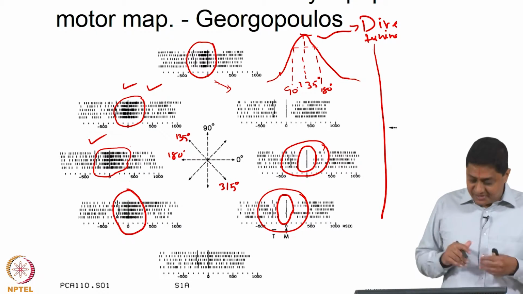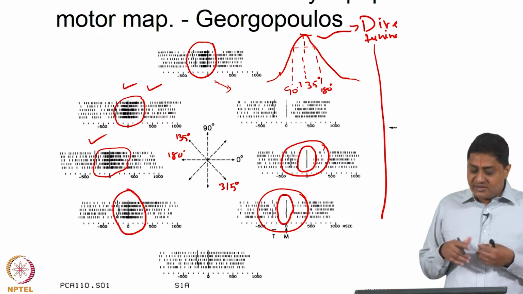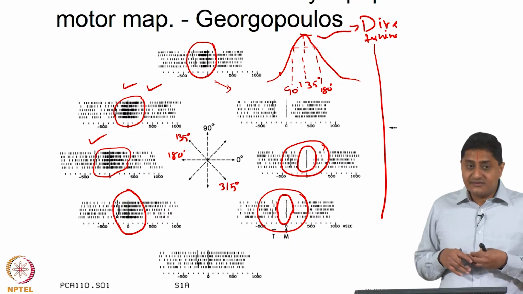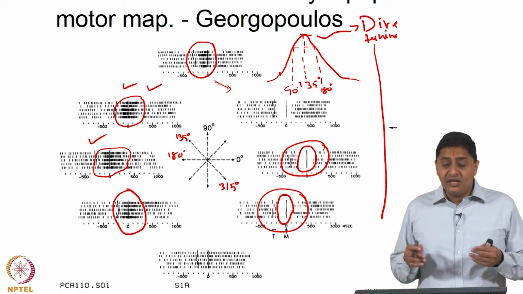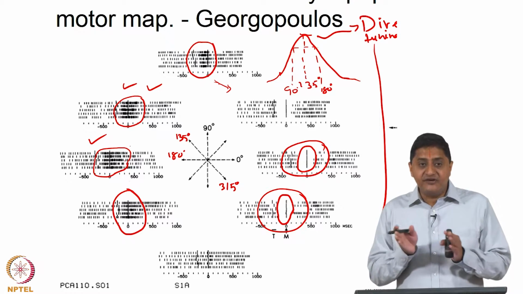What Georgopoulos did was that he found similar directional tuning curves for a whole bunch of other neurons, and he found that different neurons had different preferred directions.